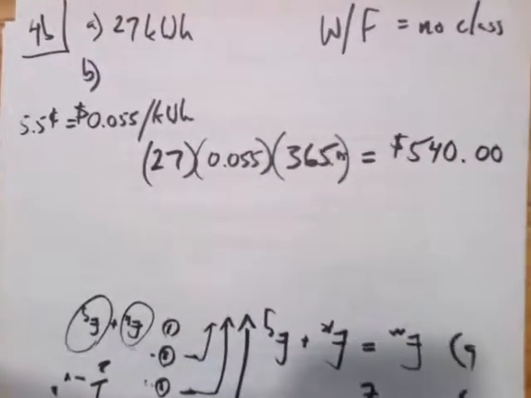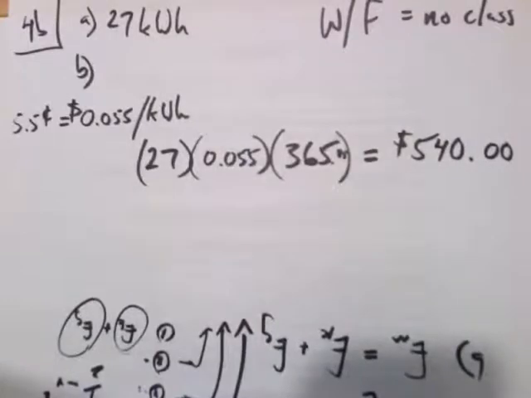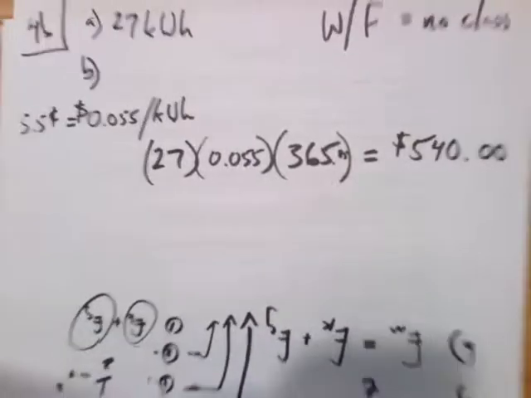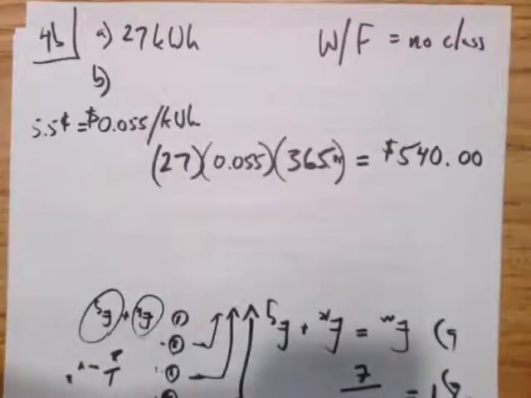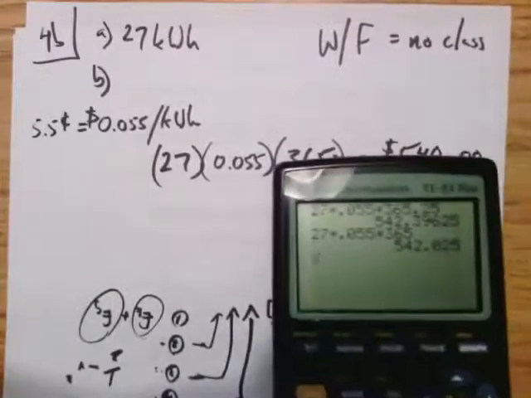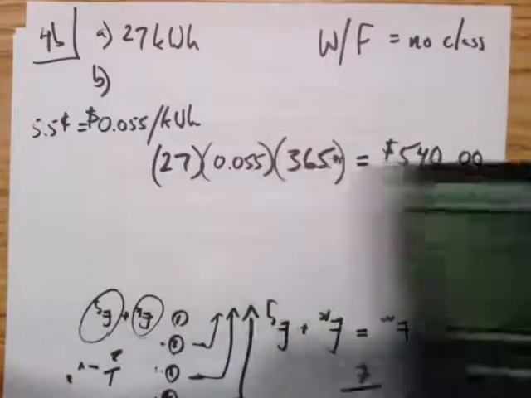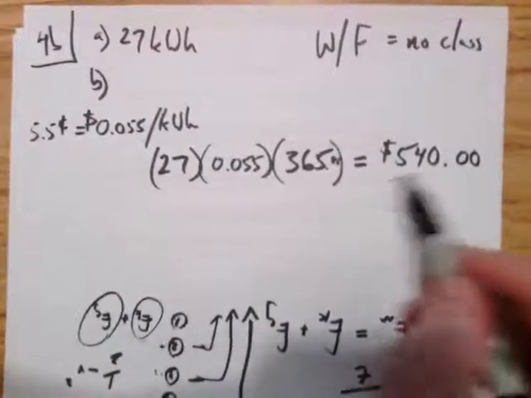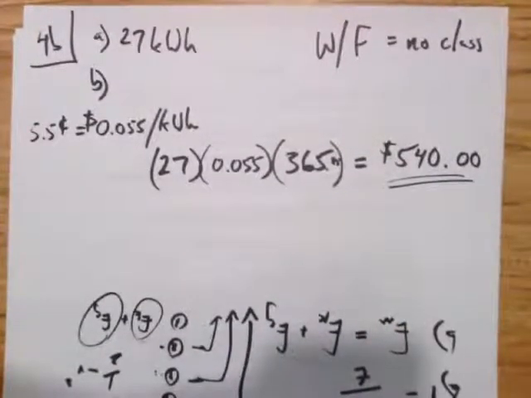I'll just double check my answer. Yep, 540. I'm curious if that 0.25 made a difference. I doubt it. 27 times 0.055 times 365. No, it didn't. All right, there's your answers. Hopefully that makes sense. Let me know if it doesn't.